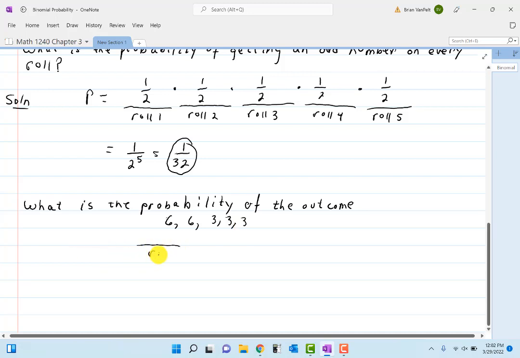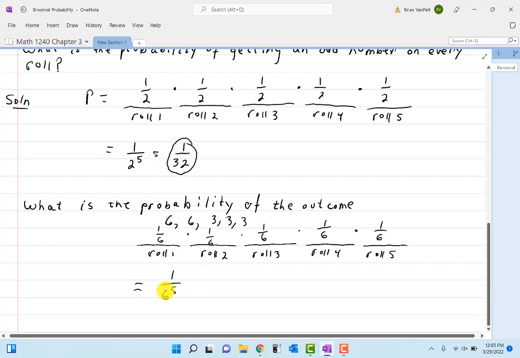We can do roll 1, roll 2, roll 3, roll 4, roll 5. So now the probability of getting a 6 on roll 1 is now 1/6. Roll 2 is independent, so it's still 1/6. The probability of getting a 3 is also 1/6. The probability of getting any single number on the roll of a die is 1/6. So what we have here is 1 over 6 to the 5th power.